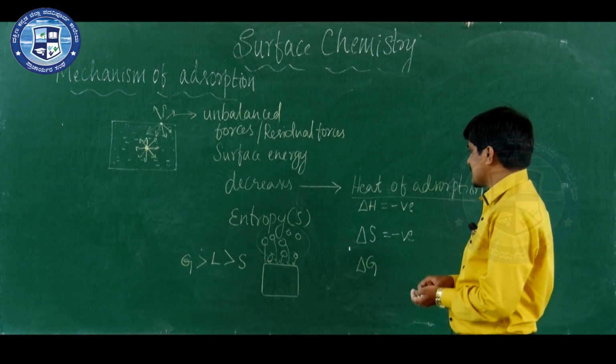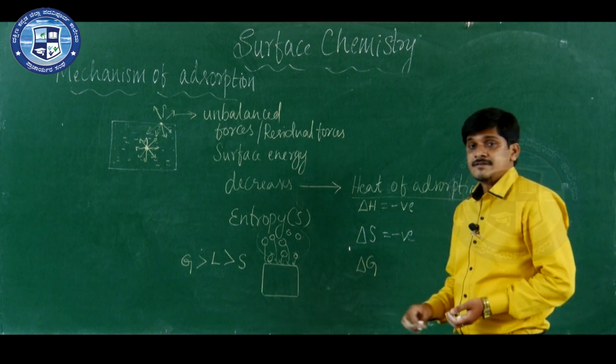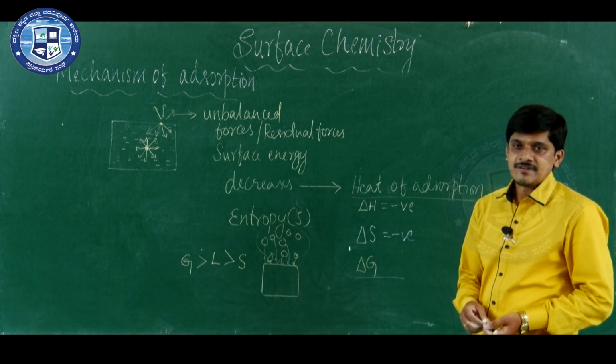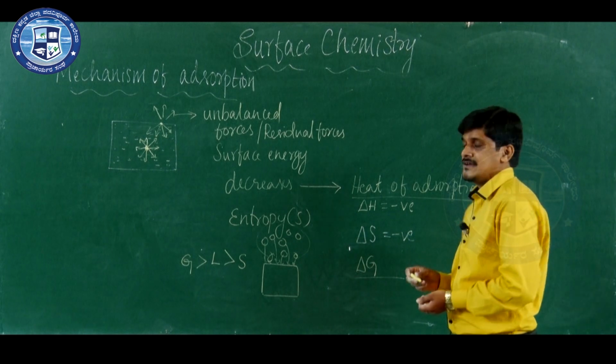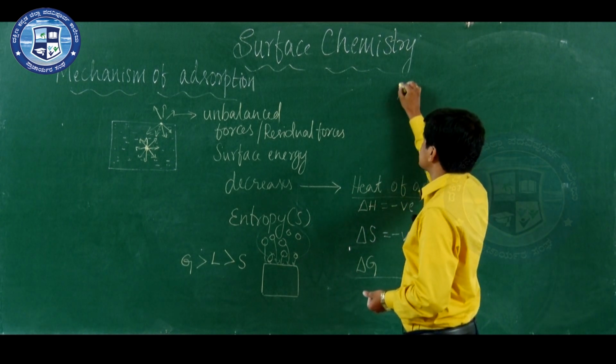Now, delta H is negative, delta S is negative, then what is the value of delta G? To find the delta G value, we will go for the free energy equation.